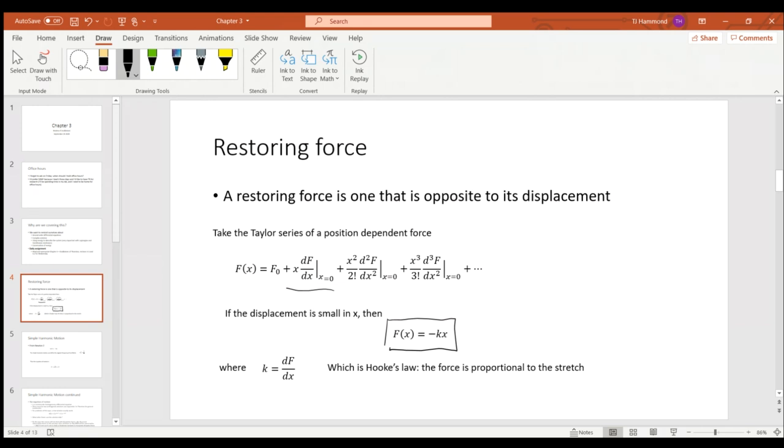But then the next term will be x dependent. We have this x, and then that x is multiplied by the derivative of F, evaluated at some point, and we'll typically be using x equals 0. And so that means that if you think about simple harmonic motion, we have a force that is simply proportional to the displacement, so negative kx, and that is Hooke's law. And so oscillations will be basically the simplest case of this Taylor series.